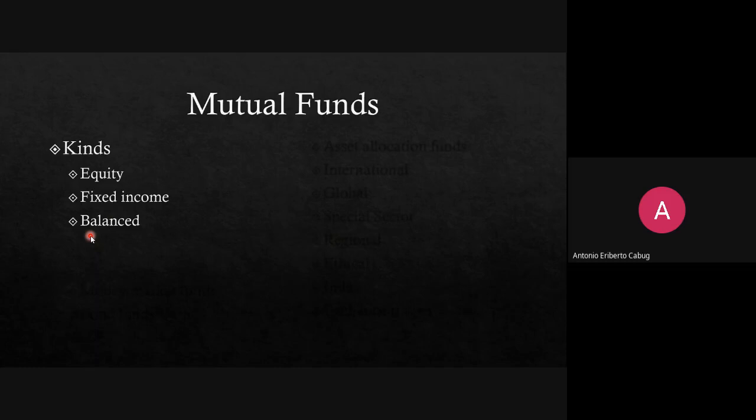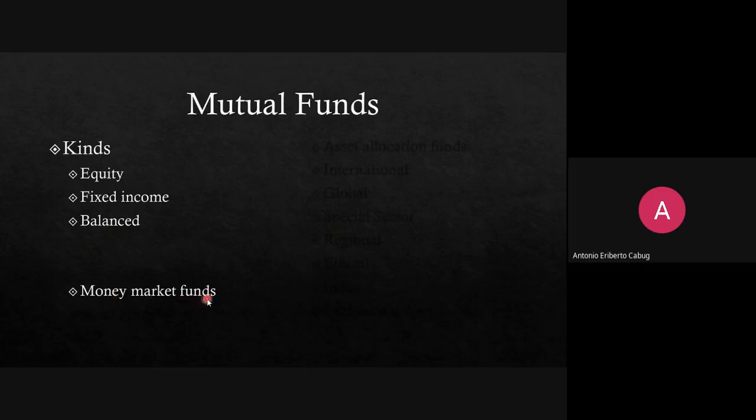Okay? So pag majority equity, so it means 70 to 100% equity, ibig sabihin common stocks, equity fund na yan. If it's 100% debt instruments, fixed income funds, the most popular of which are the bond funds. If it is 60-40, 60% fixed income, 40% equity, we call it balance funds.